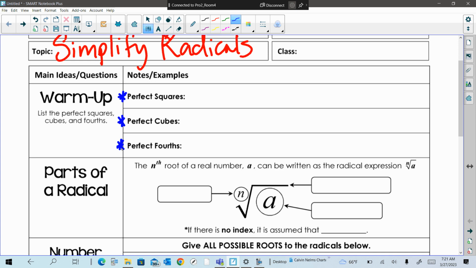Perfect squares are basically your 1, then 4, then 9. Basically, the numbers whose factors are itself. Like 1 times 1 gives you 1, 2 times 2 gives you 4, 3 times 3 gives you 9. So you should at least get to the first 15. So after 9 would be what?